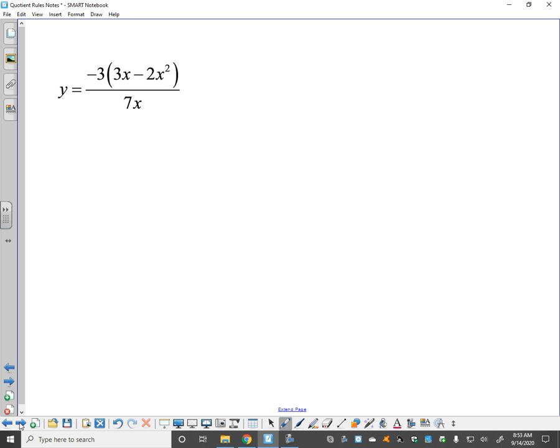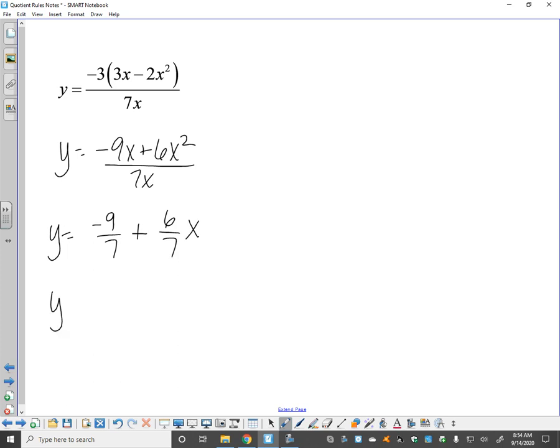Okay, same thing here. So the prep work is going to be to distribute the -3 on the top and then to pull it apart and divide them both by 7x individually instead of going quotient rule. So prep work, y equals -9x plus 6x squared over 7x. Still prep work, -9/7, x's cancel, plus 6 over 7 with an x left. Y prime equals, well, the derivative of a constant is 0, and the derivative of 6/7 x is 6/7.